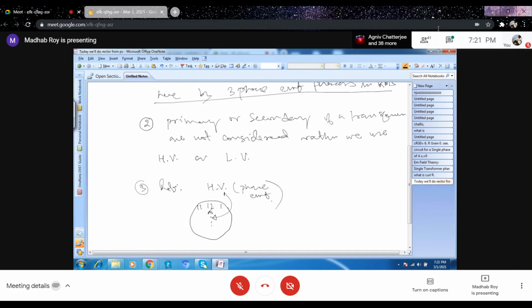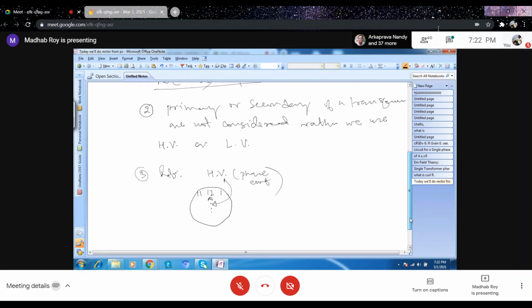So at 12, high voltage will always be considered. That means it may be the primary winding voltage, or it may be the secondary voltage. It depends on whether it is step up or step down. If it is step up, then high voltage will be the secondary side. If it is step down, then high voltage will be the primary side. But in case of the vector group, you have to consider only high voltage. You have to forget about primary and secondary.